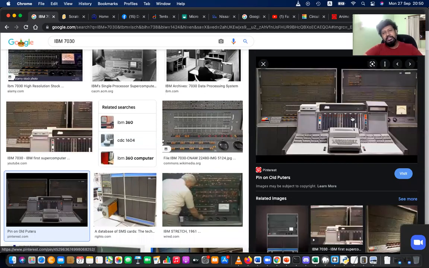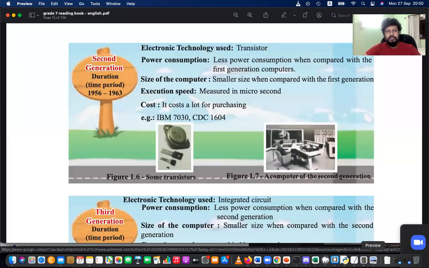But when it comes to the third generation, computers were smaller, further smaller than this, and the speed is measured in microseconds. Remember that this will be asked in the examination. The first generation is measured in milliseconds, or you can say hertz, kilohertz. The second generation is kilohertz, megahertz. That was the speed measurement.